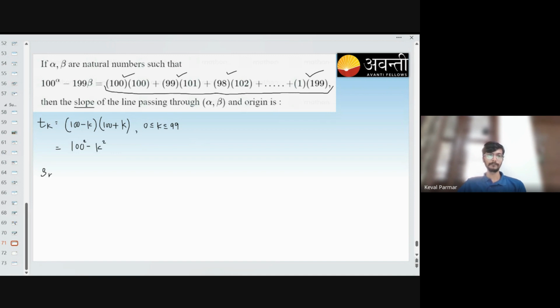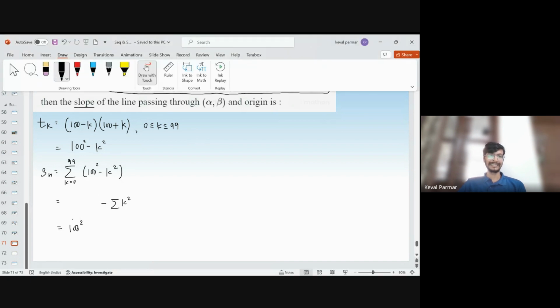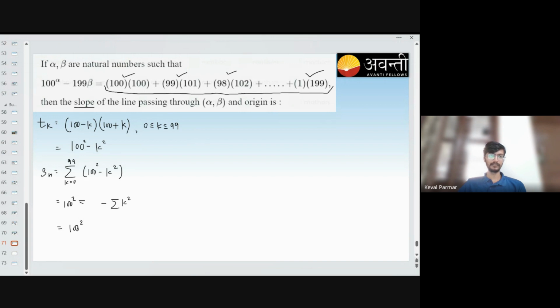So what will be Sn? Sn will be summation k equals 0 to 99 of 100 square minus k square. This is basically summation of 100 square minus summation of k square. So 100 square will come outside. I can take 100 square outside here only, right? So I'll rearrange it. I can write this as 100 square summation 1, from k equals 0 to 99.